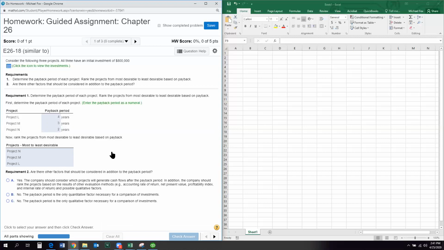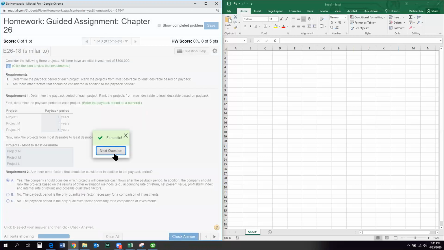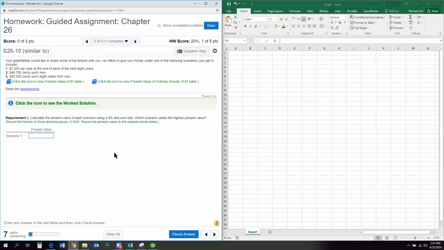Of course, if a project was going to pay off in 2 years and then not make any more money, that wouldn't be as good as one that pays off in 3 years but keeps making money for 10 more years. So there's a lot of other things we should consider. All right, so that was pretty easy.